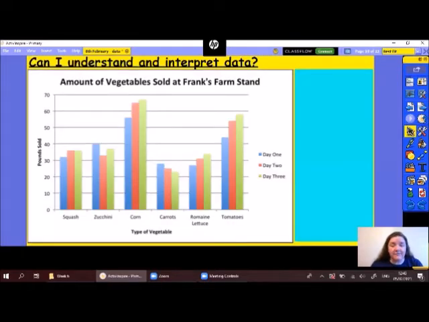This is a different type of bar chart, and it shows us multiple bits of information, so more than one bit of information in one bar chart. That's why it looks a little bit more complicated.